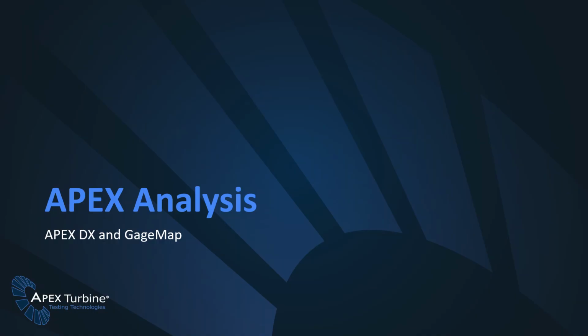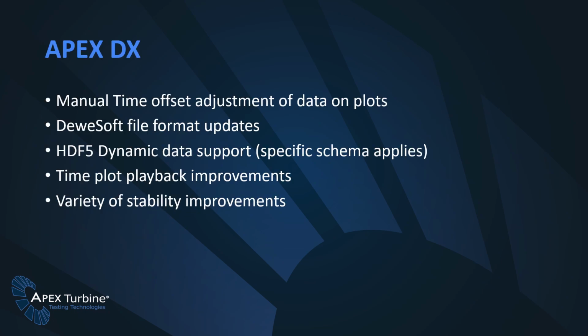Next, let's take a look at the Apex Analysis set of products. In the DX product, we added a feature to manually adjust the time offset of traces on the plot. For cases where time synchronization was slightly misaligned, the data can be adjusted for better comparison.